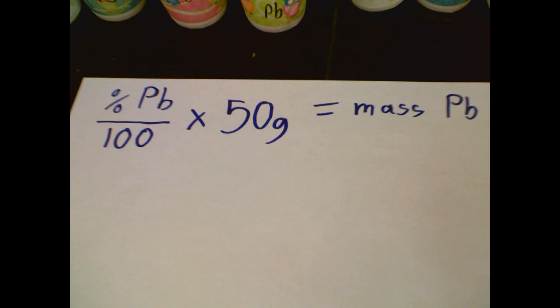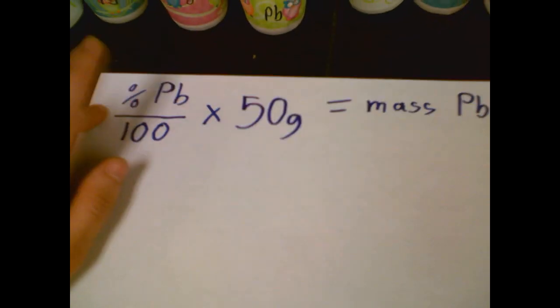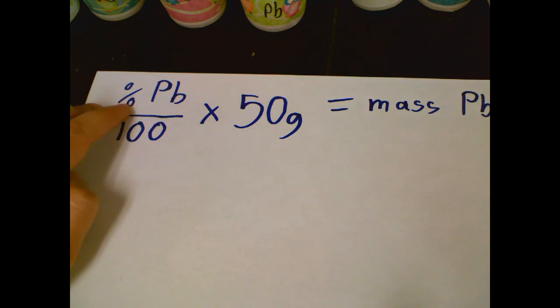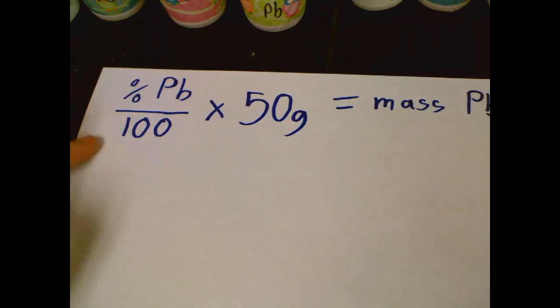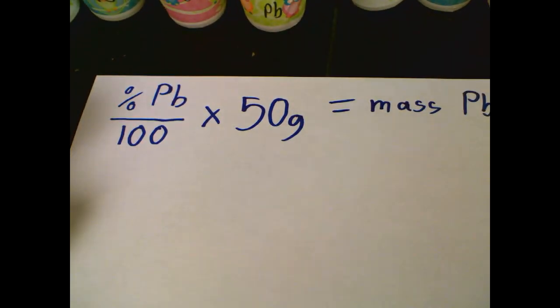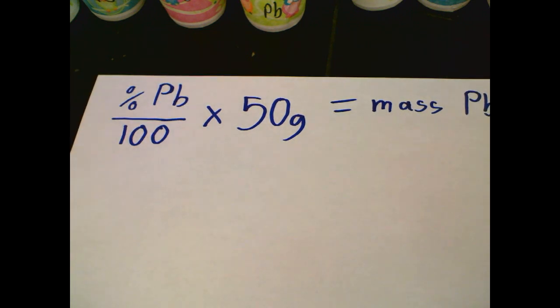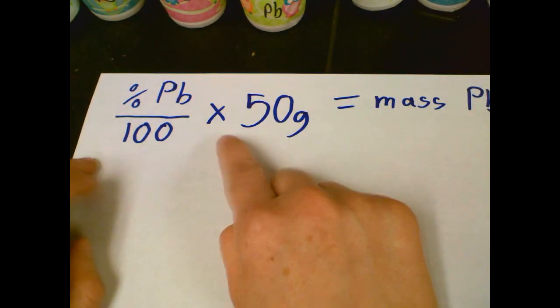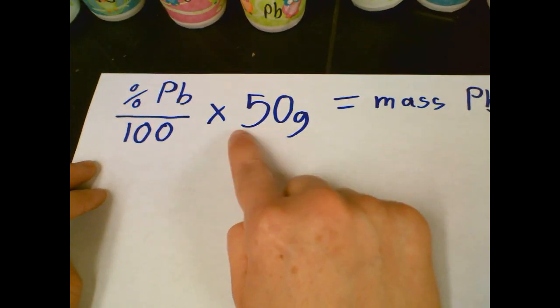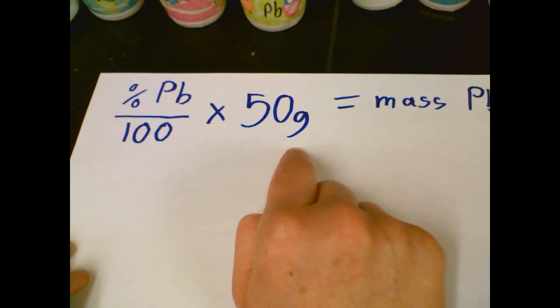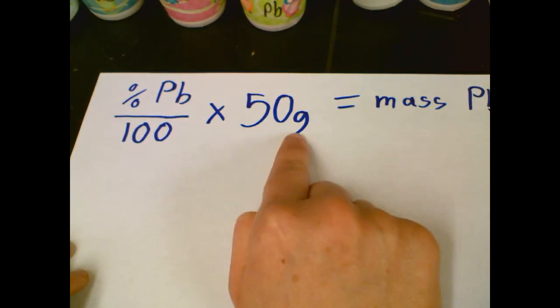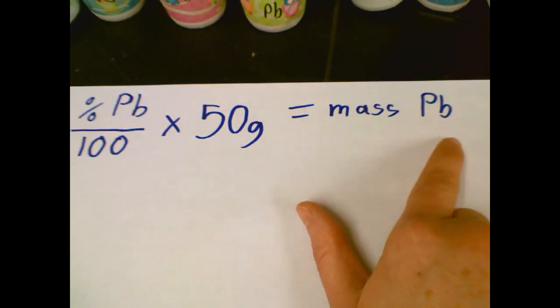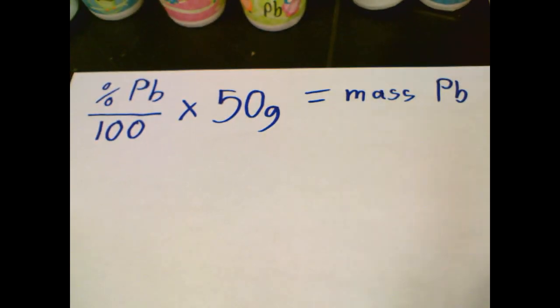So what does this equation mean? Over here, this is how we take a percentage and figure it out to a decimal. Percentages can be thought of in terms of decimals. This is how we convert a percentage to a decimal, because whatever the decimal is times 100 is going to give you your percentage. 50 is the total mass of the alloy that we want to create. We want to make these all the same, so we want 50 grams for each percentage. And that's going to give us the mass of lead that we need to weigh out.